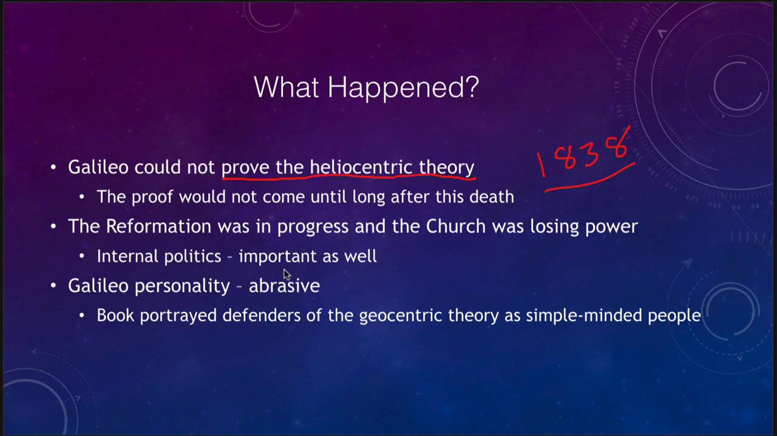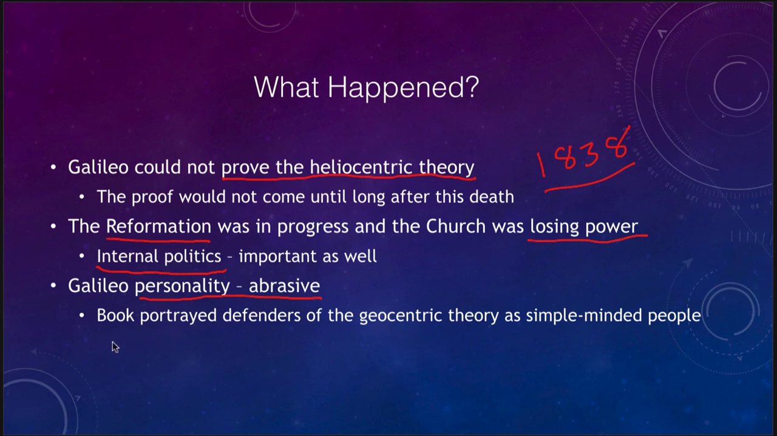Some of the other problems were that the Reformation was not that far removed from this time, and the church was losing power. So in trying to hold on to power, anything that was seen as diminishing their power, such as supporting the heliocentric theory, would be looked at in a bad light and would be removed. Internal politics were probably important in this as well. And Galileo was maybe not the friendliest personality. He could be quite abrasive at times.